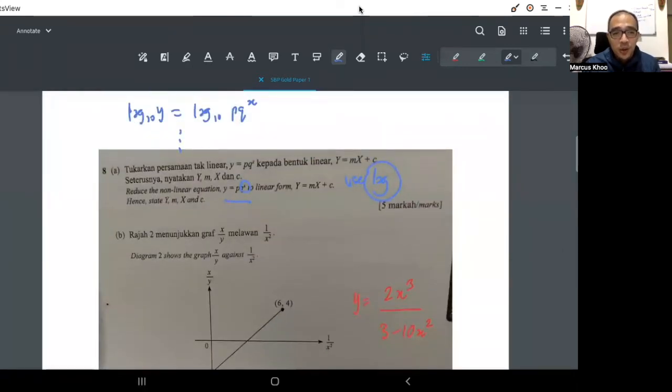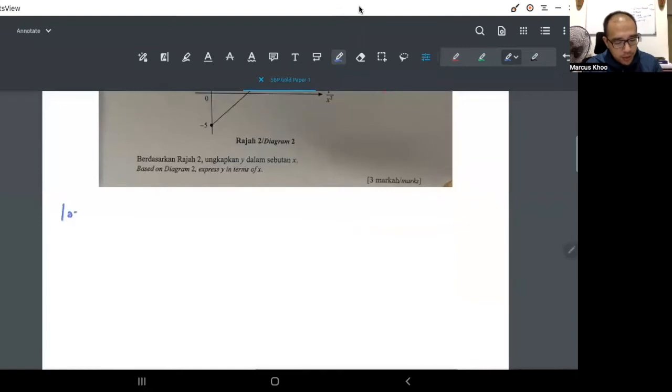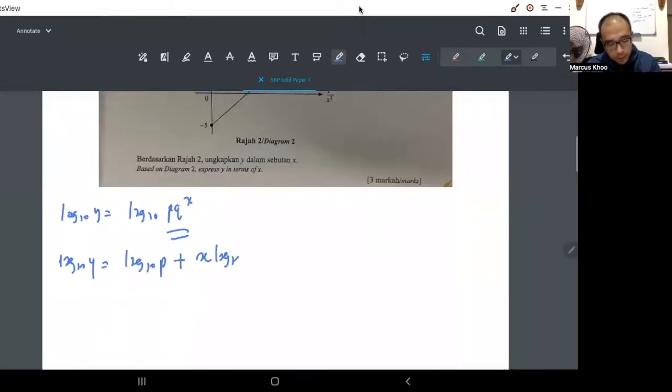Oh, I'm supposed to answer this, but sorry. So log 10 y equals log 10 pq to the power of x. This we can split up. So you get log 10 y equals log 10 p plus x log 10 q. I'm not skipping a step, I'm just shortcutting it. Actually it's log 10 q to the power of x, and I bring that x to the front.